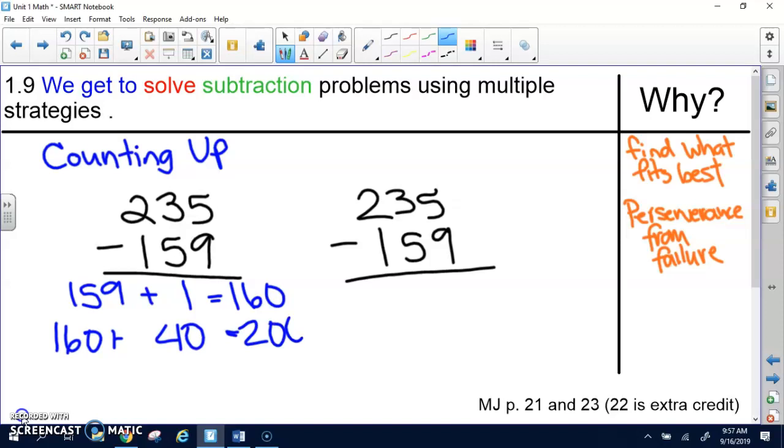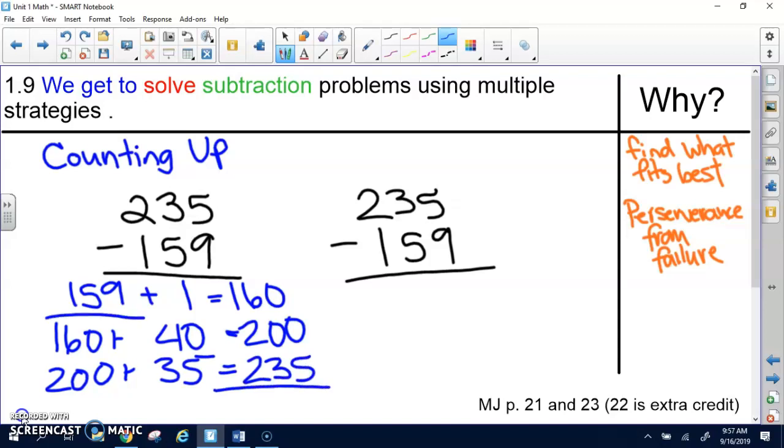I like to get to those round numbers. And then it's 35 more. 200 plus 35 equals 235. When you have that number sense, so I've gone from 159 to 235, and what I have, I counted this many. 35 plus 40 plus 1 equals 76. So that's the counting up method. Thumbs up, thumbs sideways, thumbs down. How do you feel about using the counting up method? If you've used it before, okay, good.